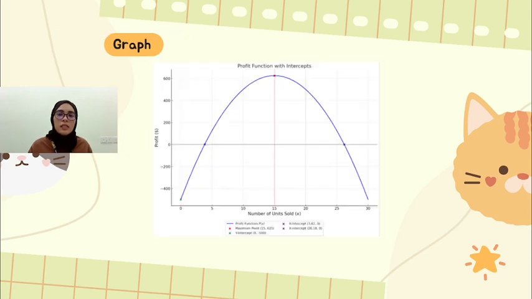So as you can see, this is the graph that you will get. If you don't know how to do the graph, first thing first, you have to plot the vertex, which is the red line, and then you plot the y-intercept, and then you just plot the x-intercept. So you will get the downwards graph.